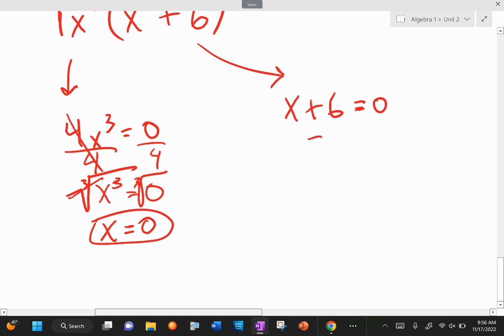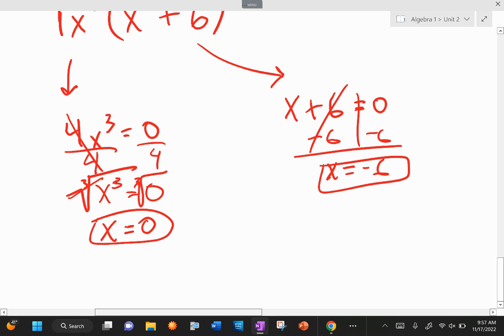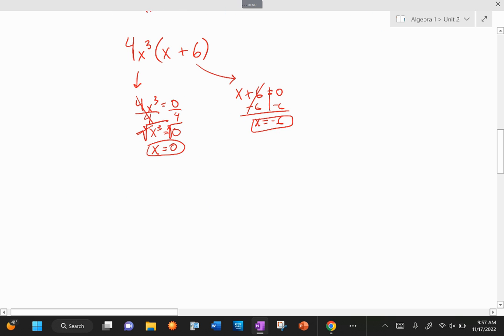Okay, and then the other one, we'll subtract 6 from both sides. Bring x down, so x equals -6. Okay, so you'd have x equals 0, x equals -6. And that's it. All right. We are going to move on to 2.6. That was 2.5.